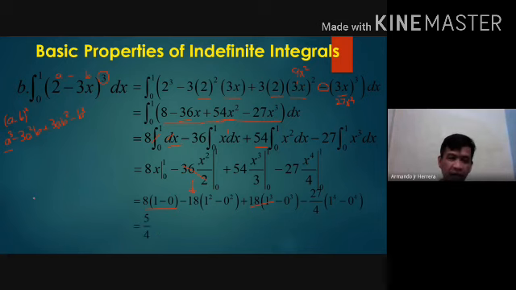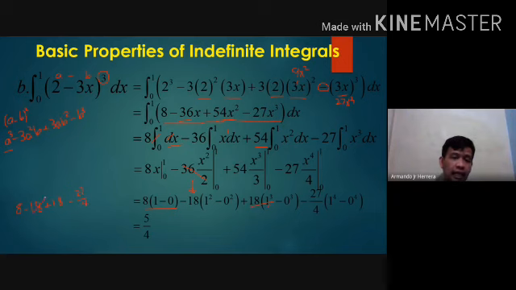So paano siya magiging 5/4? 1 minus 0 is 1, times 8 is 8. Minus 18 times 1, because 1 squared is 1, minus 0 is 1, times 18 is minus 18. Then plus 18, because 1 cubed is 1, minus 0 is 1, times 18. Minus, 1 to the 4th is 1, minus 0 is 1, times 27 over 4, preceded by a negative, is minus 27 over 4.